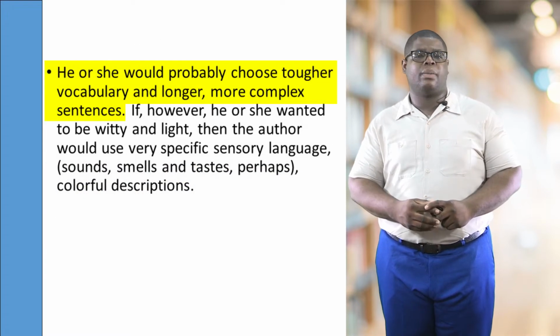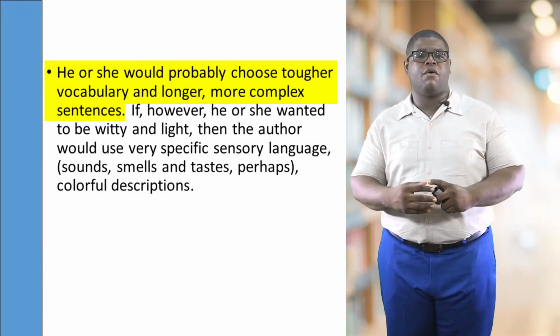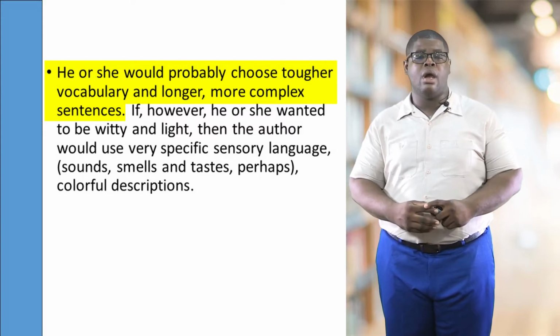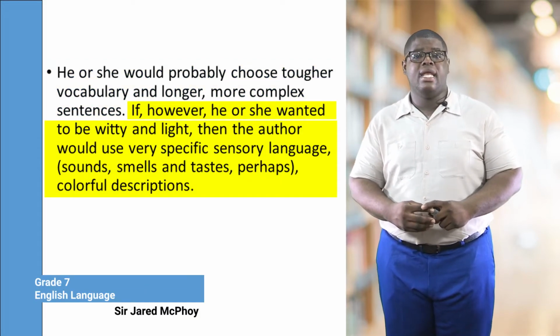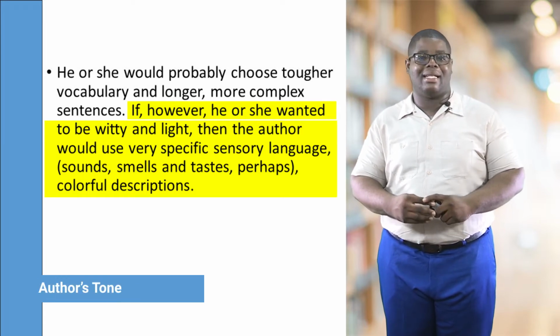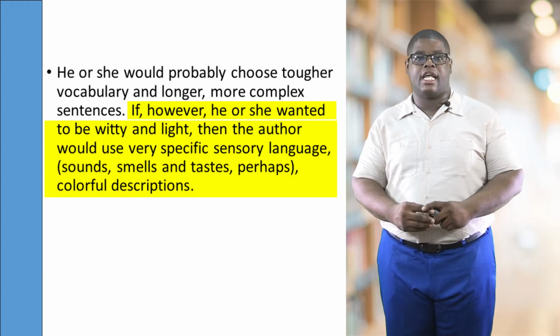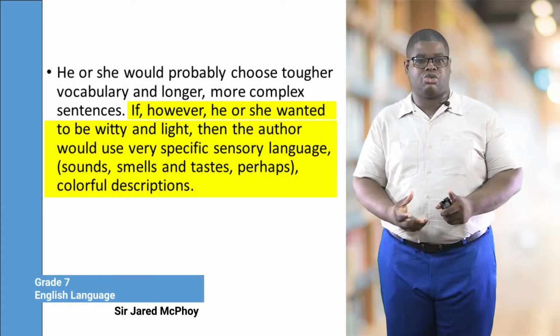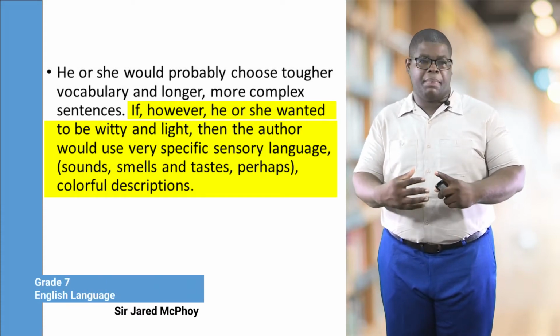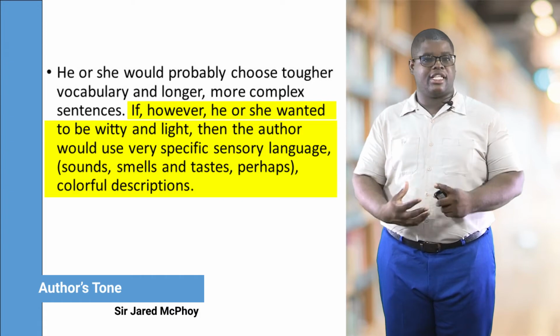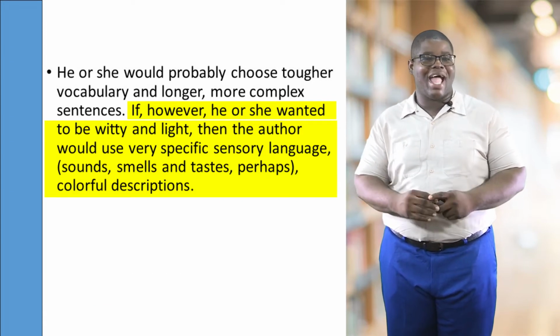Now he or she would probably choose tougher vocabulary and longer, more complex sentences. If, however, he or she wanted to be witty and light, then the author would use very specific sensory language, sounds, smells, and tastes, perhaps colorful descriptions. So it all depends on what you want to convey. That's what you're going to put in your writing.